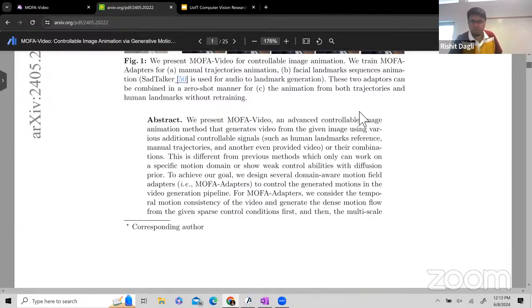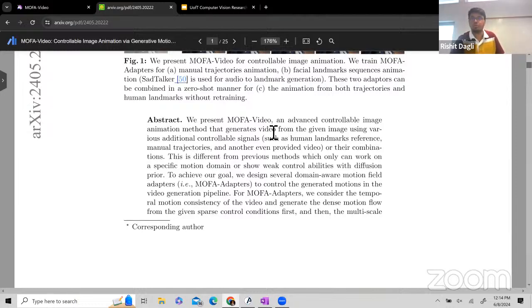Right, so it refers to an advanced controllable image animation method. Controllable image animation refers to the process of animating a static image into a video with the ability to control certain aspects of the motion. In the context of this paper, controllable means that you can specify how parts of the image should move rather than relying on the system to decide everything.